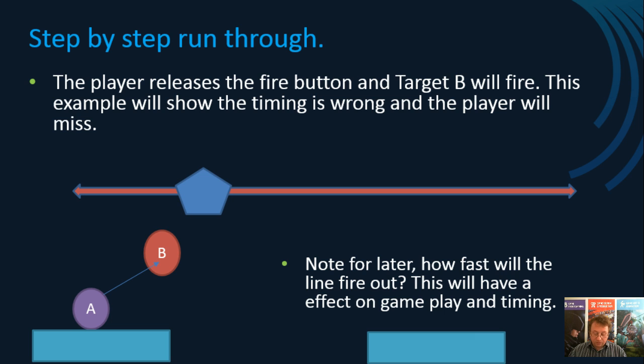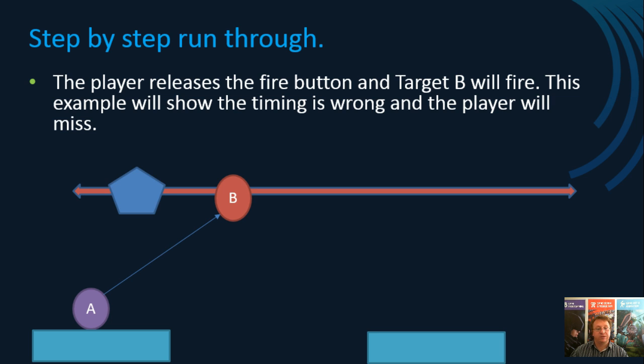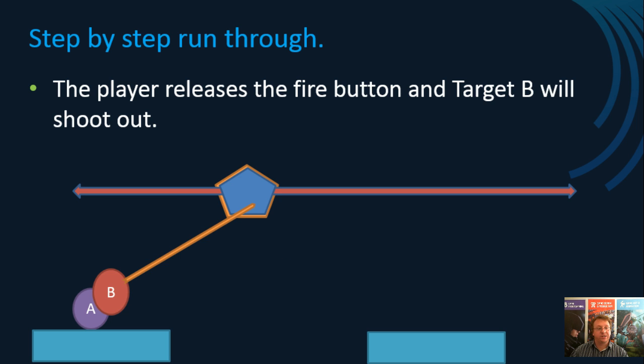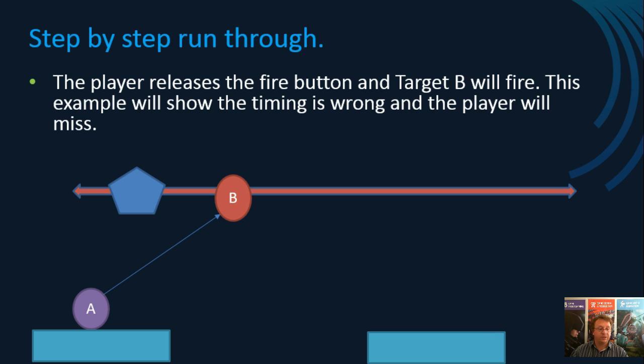So again, these are all concepts and ideas at the moment. I'm laying this out before I talk to anyone, so if anyone asks me questions, I'll be able to answer about the mechanic. So the player releases the fire button, target B will fire. This example shows the timing is wrong and the player will miss. So when I thought about this, the note for later is: how fast does the actual line fire out? And will this have an effect on the gameplay and timing? It's kind of like a little side note I've asked myself as I start to plan this out. So you can see that it's missed. There we go, it's lined up. As it fires, it misses it.